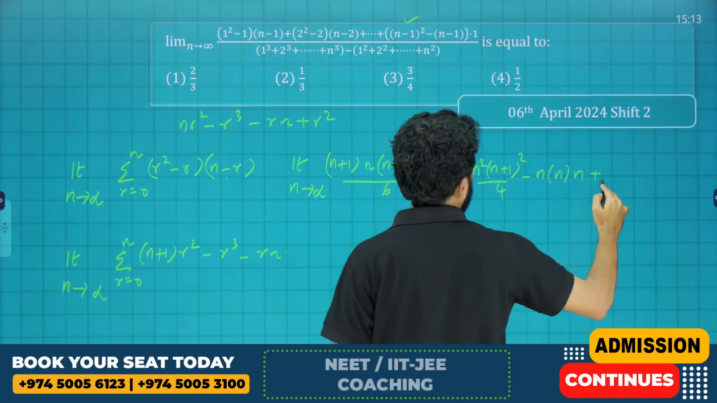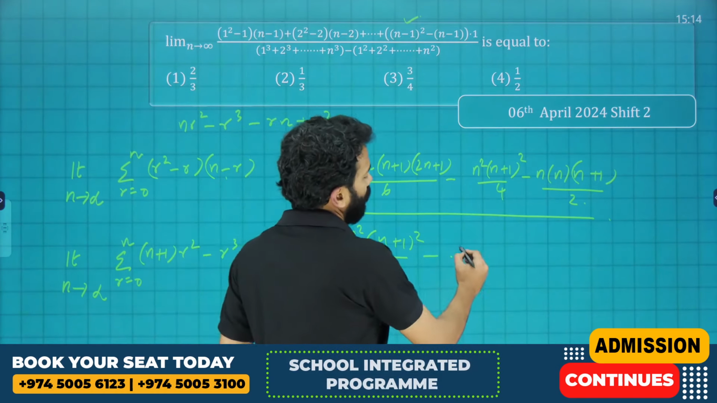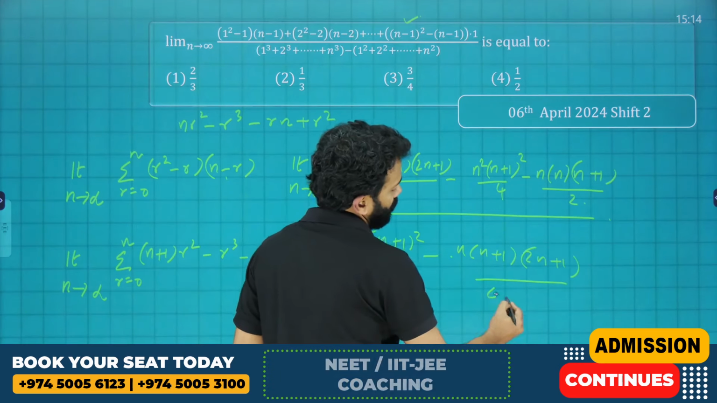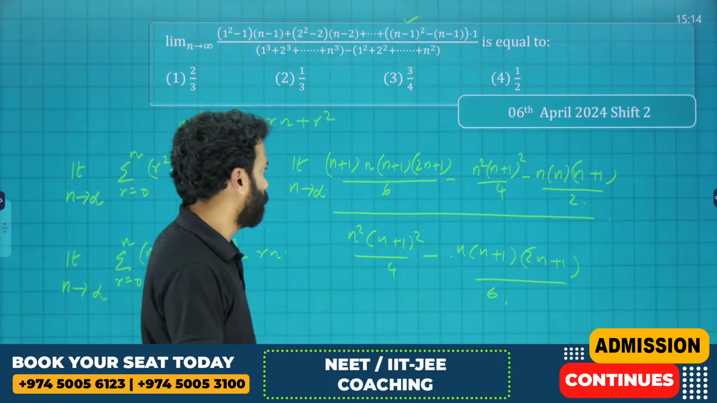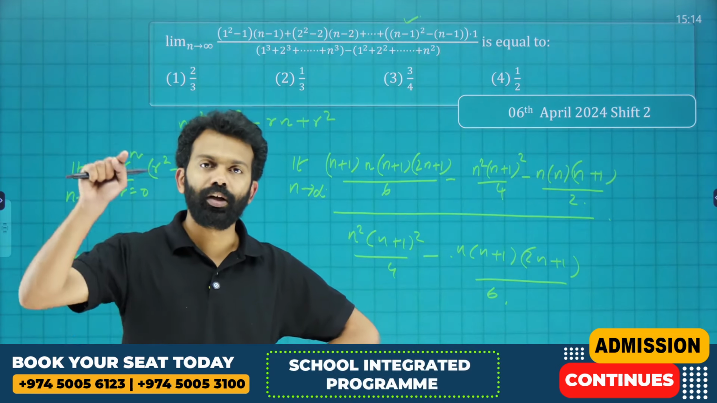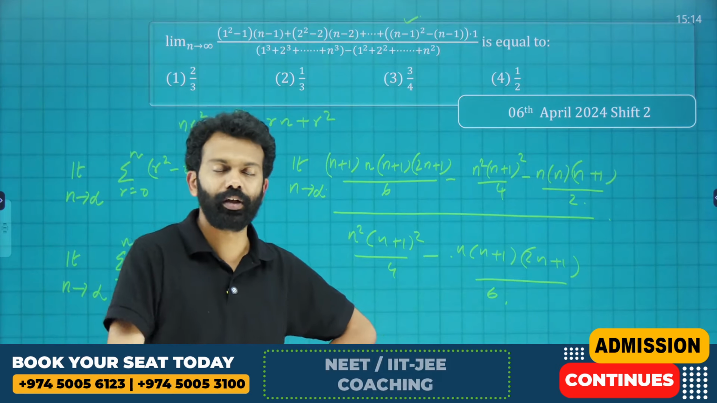The whole is divided by the sum of cubes of the first n natural numbers, that will be n square into n plus 1 the whole square by 4, minus n into n plus 1 into 2n plus 1 divided by 6. So you know the mechanism if the variable is approaching infinity. You know how to do that, right? Just check the powers of the variable among the numerator and denominator, select the highest power and divide numerator and denominator with n raised to k, where k is the highest power among the numerator and denominator.